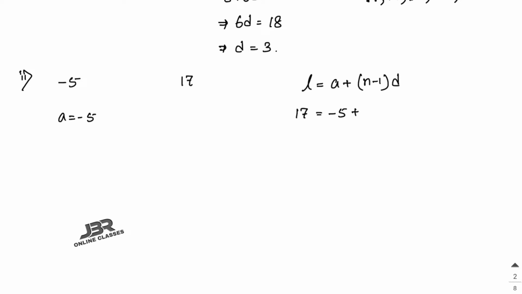Now for n, you have to insert 10 terms in between of them. So the first term will be the first one, after that 10 terms. So the value 17 will be the 12th term. So you can write down 12 minus 1, that is 11, so 11 into d. So 17 plus 5 it's 22, then 11d, so d equal to 2.